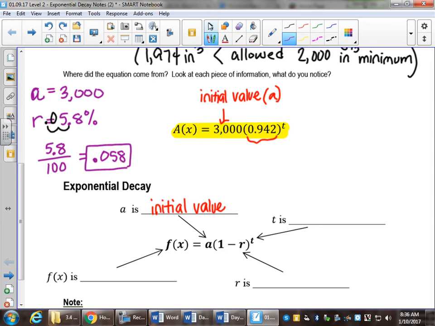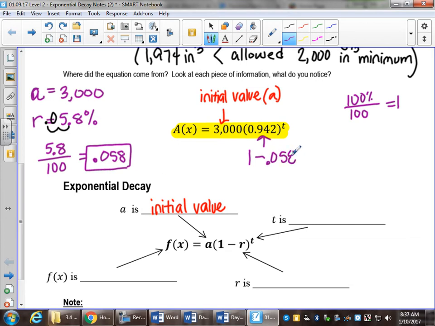But the question still stands. Where did this number come from? What is the connection between 0.942 and 0.058? That tube started off with 100% of its air. 100% as a decimal, so to speak, 100% divided by 100, that equals 1. So this 1 represents 100%. It's losing air at a rate of 0.058.